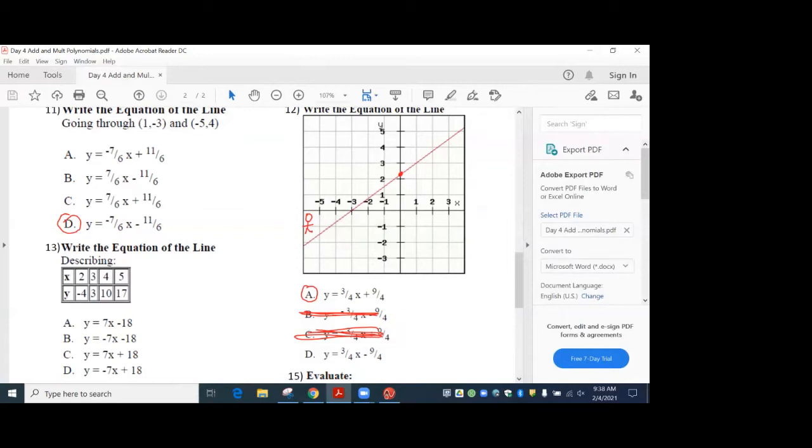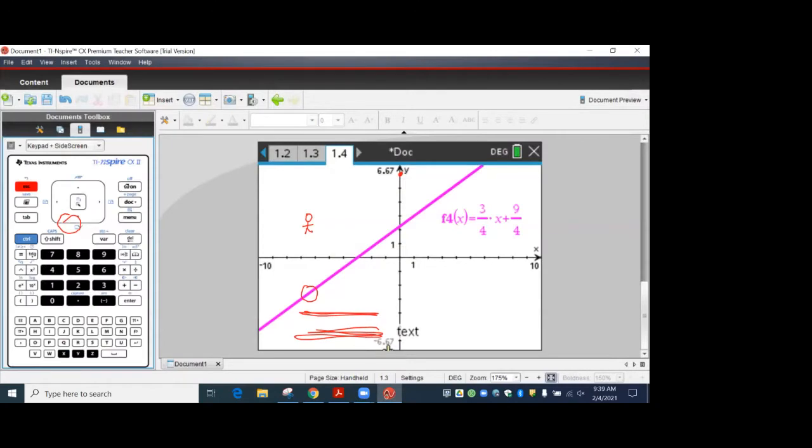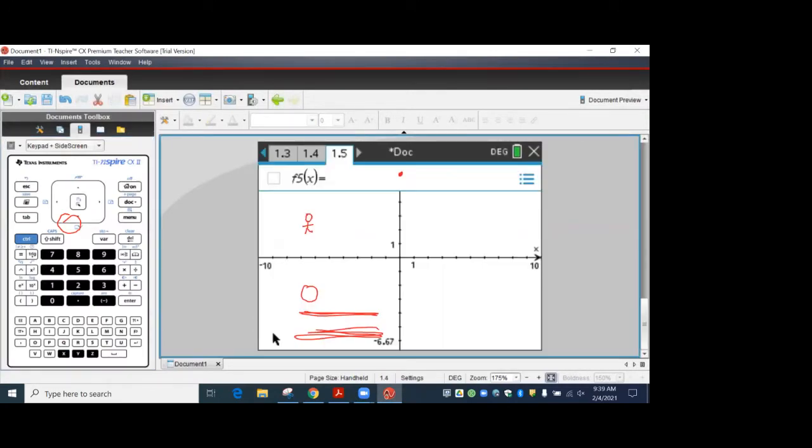All right, number 13. So this one, what do we love about this one? The y equals, yeah. So you can see these first 3 all have y equals. Okay, so all 3 of them, you could be typing them in and letting the calculator help you. So we're going to start a brand new thing. So go to graphs. We're typing in our y equals. So I'm going to type in A, 7x minus 18.